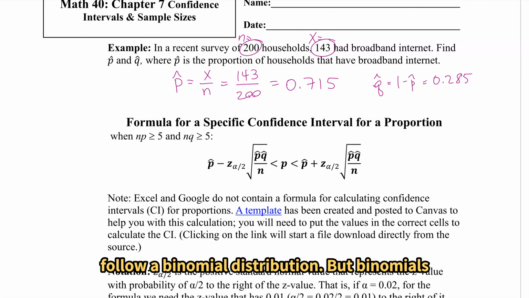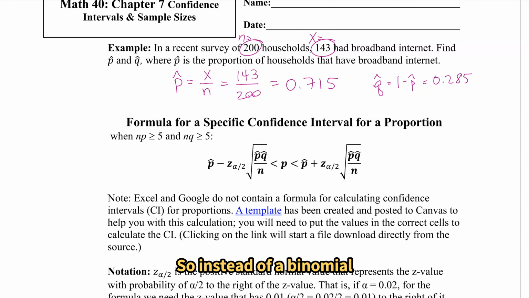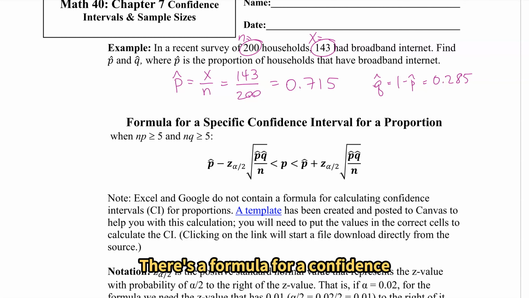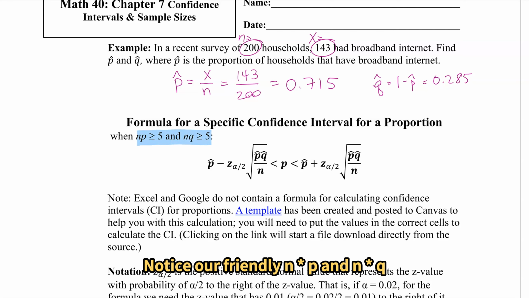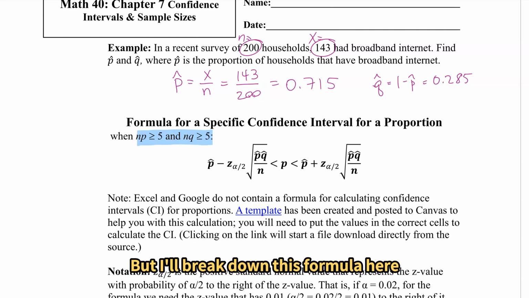Proportions follow a binomial distribution, but binomials get complicated when we get really big. So instead of a binomial, we're going to use the normal distribution. There's a formula for a confidence interval for a proportion. Notice our friendly n times p and n times q need to be greater than or equal to 5, or greater than 5, depending on the book. But I'll break down this formula here and we'll talk about the pieces.